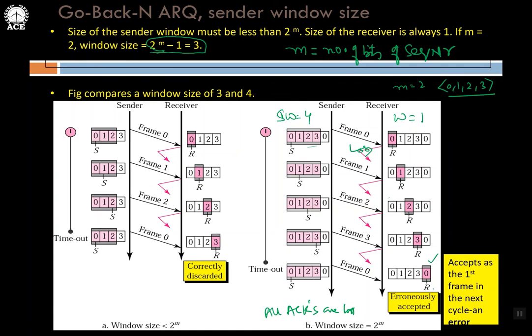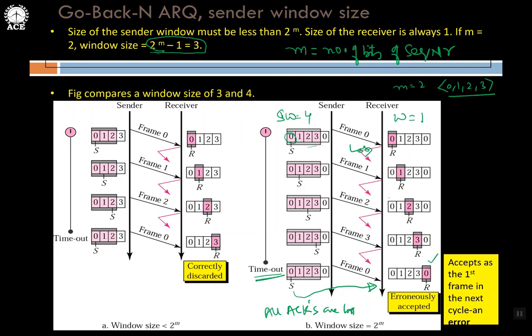So what happens now? Because the sender has not received any acknowledgement, the first frame 0 times out. When frame 0 times out, it will retransmit the old frame. But the current expectation of the receiver is 0, which is a new frame. Frame 0 is already accepted, but the acknowledgement of that is lost.